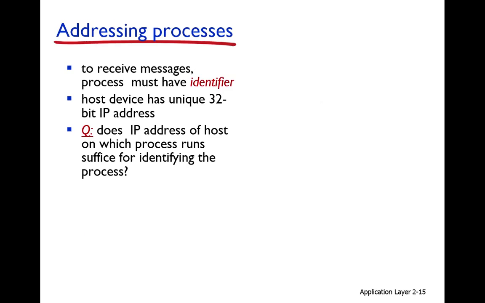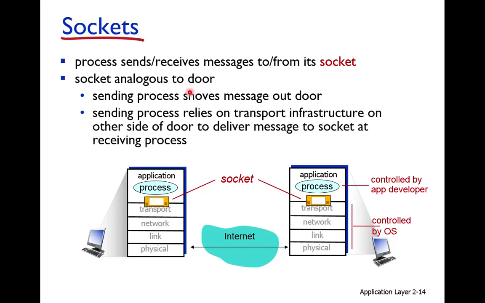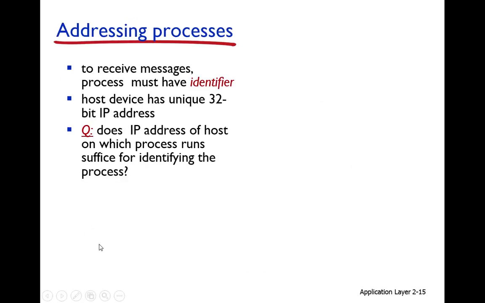So here in the internet we have two types of identifiers. One identifier is called the IP address. The IP address basically identifies the machine. This machine and this machine. So it is like your home address. The IP address is used to receive the message, and the processes must have identifiers in order to send and receive the messages.